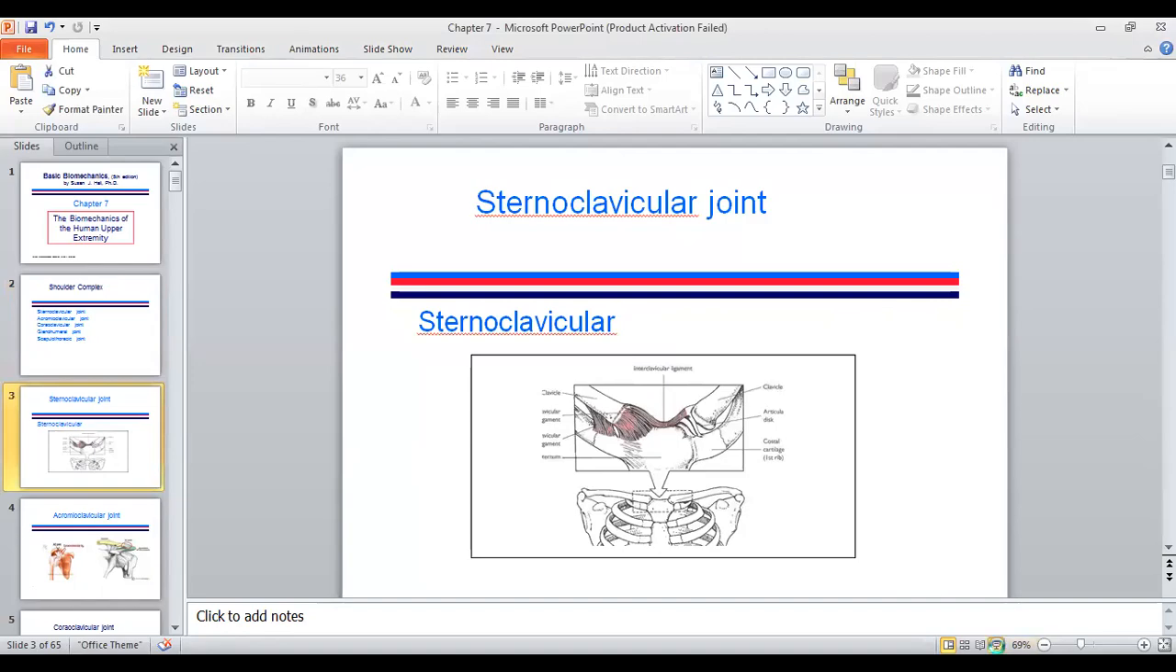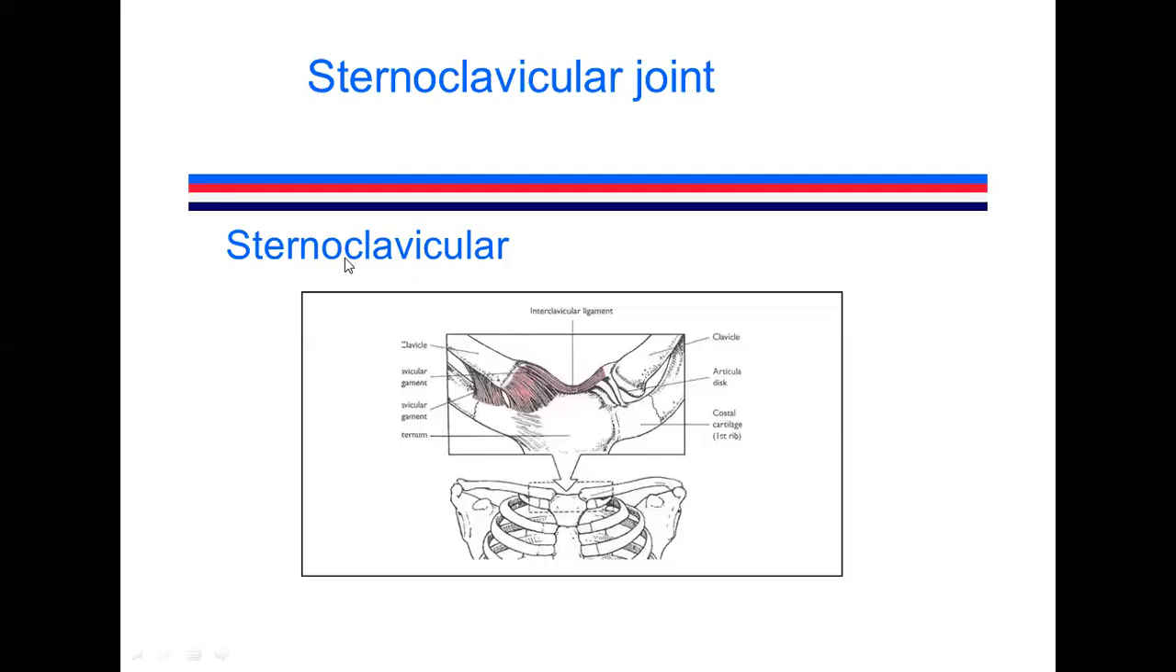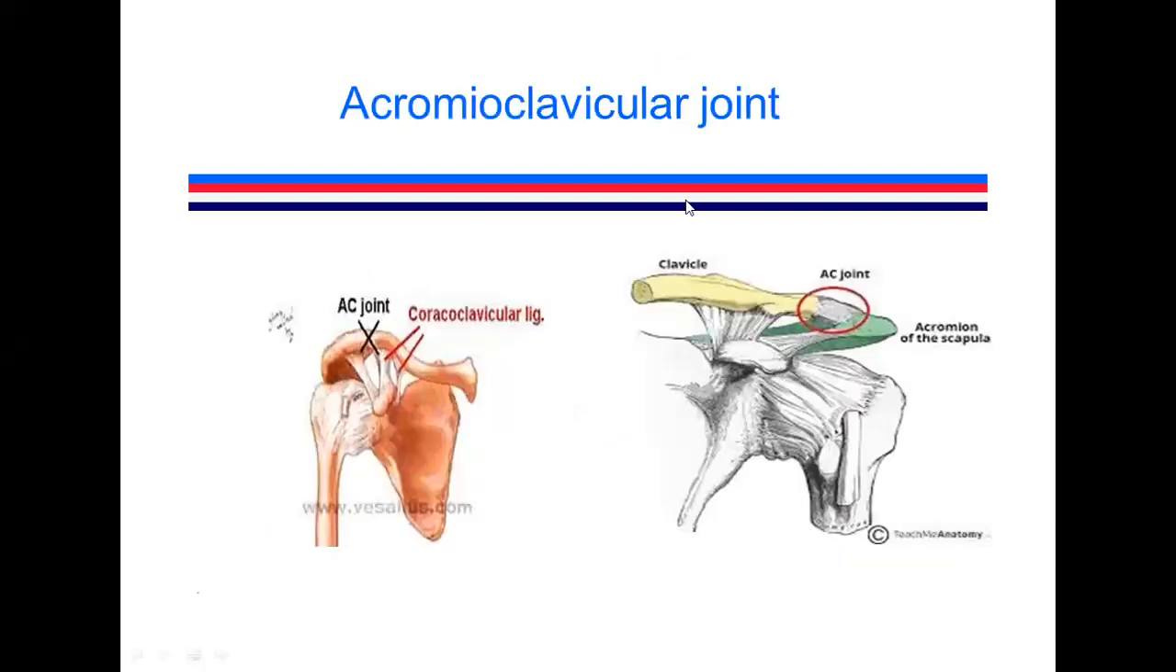Sternoclavicular joint. Sternoclavicular joint is the joint between sternum and clavicle, as you can see in this picture. This is sternum and this is clavicle. This joint is called sternoclavicular joint. Next, acromioclavicular joint. The joint between acromion process and clavicle is called acromioclavicular joint, as you can see in this picture. And as you can see in this picture, this is AC joint.